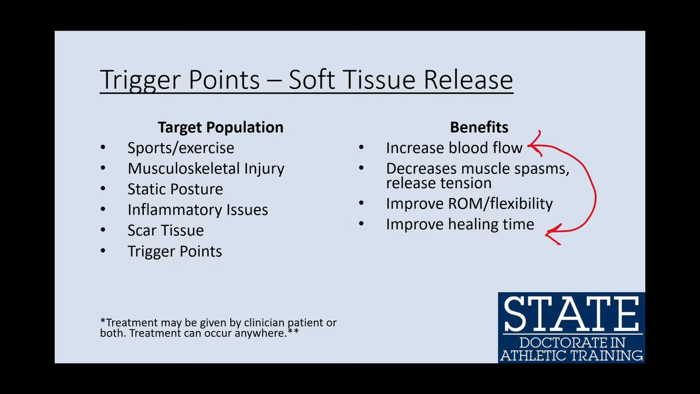Soft tissue release is a type of treatment that is also used on trigger points, but for the most part, the benefits in general are that it increases blood flow, releases tension and decreases muscle spasms. As you can imagine, it's used on general tightness of the muscle as well. It can improve range of motion and flexibility, and overall improve healing time. I made those arrows between blood flow and healing time because blood flow brings the proper nutrients needed to help heal that area. So if something can increase the blood flow to the area, the theory is that it will also improve the healing time.